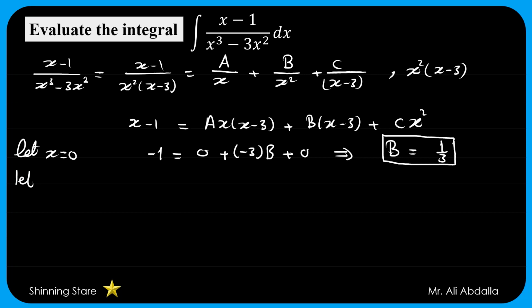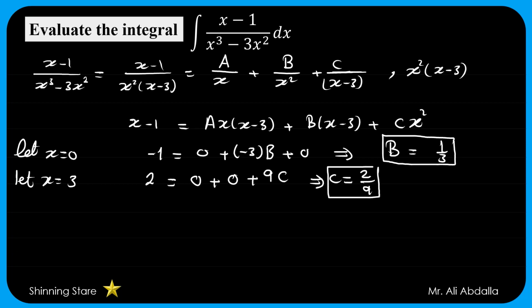Let x equal 3: 3 minus 1 equals 2, equals 0 times a plus 0 times b plus 3 squared times c, which is 9c. Then we get c equals 2 over 9. Then we can use another value of x, x equal 1, to find the value of a.